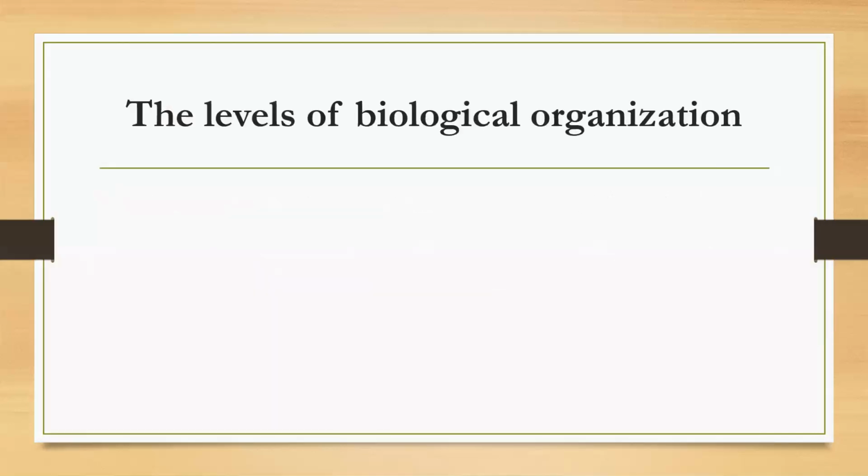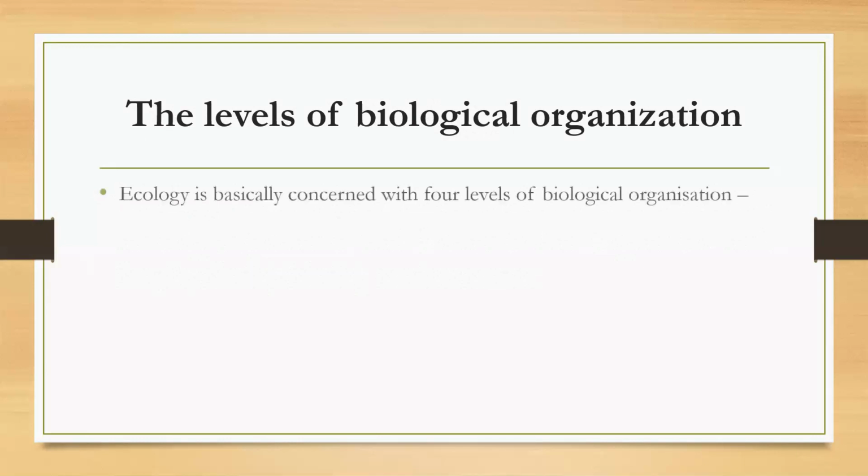Now, the different levels of biological organization. The levels of biological organization mainly include the first one, that is the organismic level, followed by the population level, then the community level, and finally the biome level. So these are the different levels of biological organization in ecology.